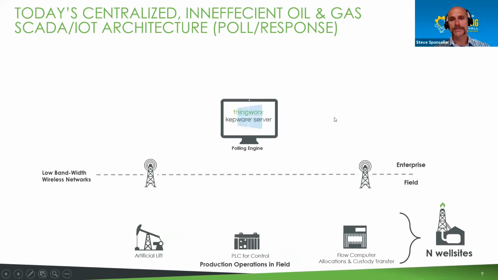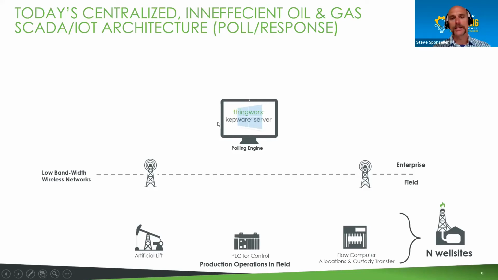So in a typical, let's say, upstream oil and gas setup, you have a variety of devices that are controlling things out in the field, and this is just for one well site. You could have a flow computer, a PLC, and a pump jack controller doing artificial lift. And then the traditional architecture: Thingworks Kepware Server is now the rebranded version of KEPServerEX. I should probably mention that. And that's the Windows version of the product, which is why you see the Windows logo there.